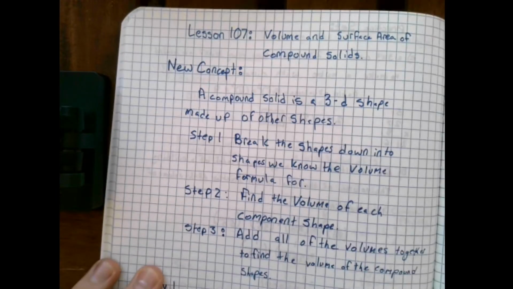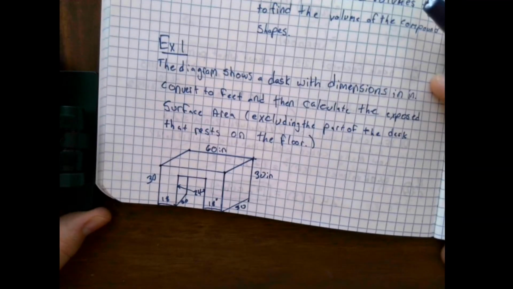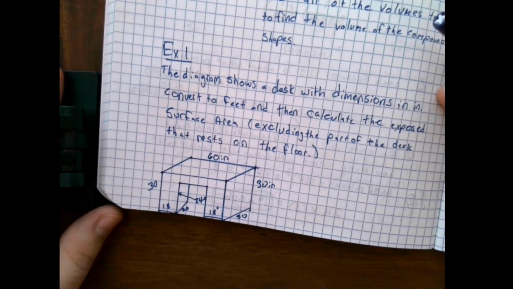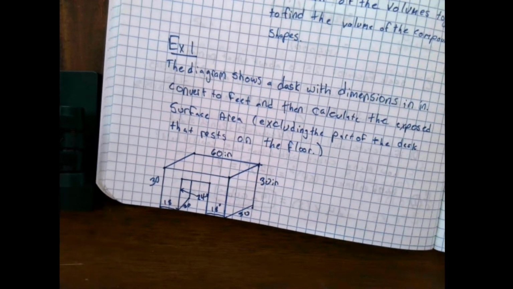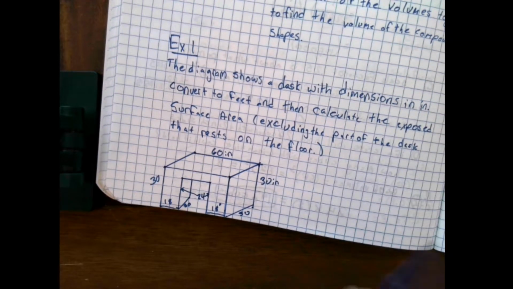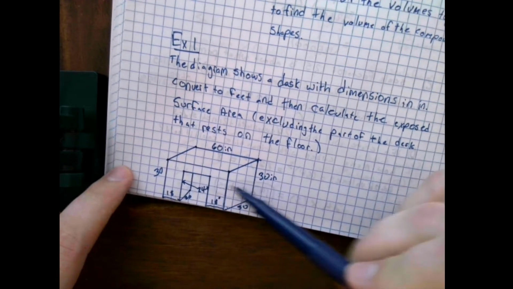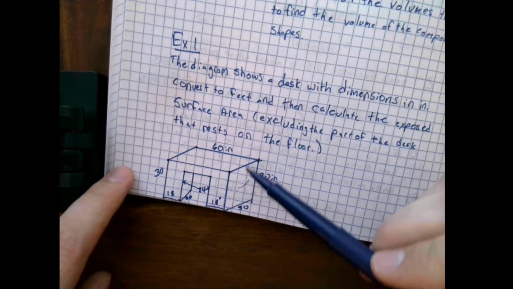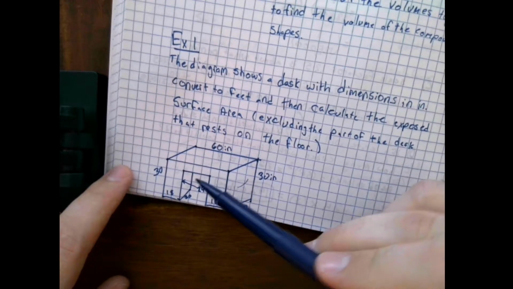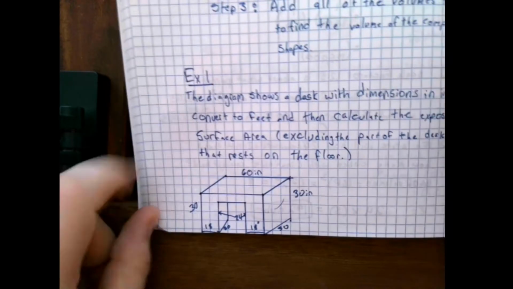So, example 1 shows a desk with dimensions in inches. It asks us to convert to feet and then calculate the exposed surface area, excluding the part of the desk that rests on the floor. So that means we're not looking at the bottom of the legs of the desk, but we are looking at all the way around the legs of the desk, the side of the top, the back of the top, the bottom of the top, except for where the top touches the legs. So, first off, let's convert to feet.